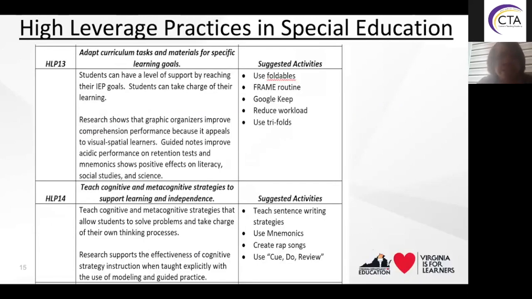One of the things that we did with our co-teaching teams is that we put down all the high leverage practices. We named them, listed them, and then we came up with suggested activities that you could do in your classroom to demonstrate that particular high leverage practice. One of those is the HLP 14, teach cognitive and metacognitive strategies. We sat down and wrote some of the things that we might do in our classroom to promote that particular strategy.